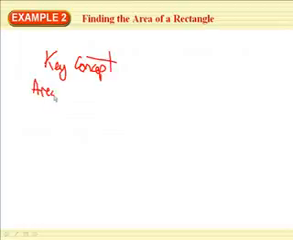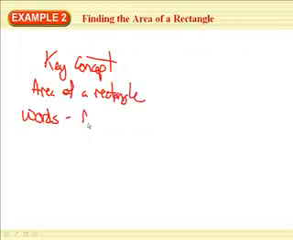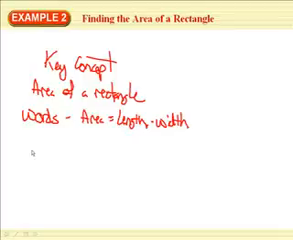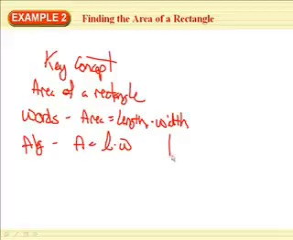So the area. So let's do the key concept for area. Okay, this is key concept. This is area of a rectangle. So we have words: area equals length times width. The algebra: area equals L times W. Notice algebra, we're using variables. L is standing for length, W is standing for width, and again they have a little picture over here, L, W, L, W.